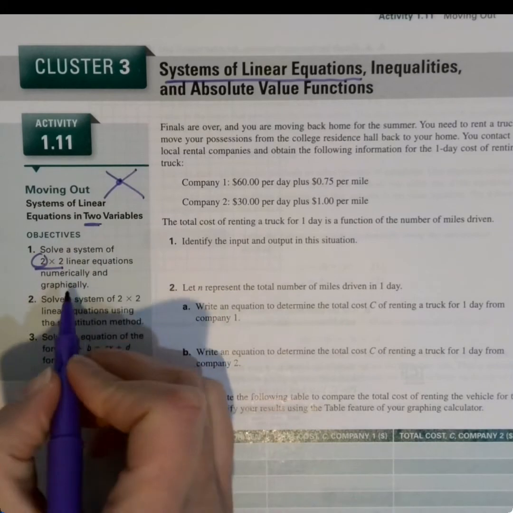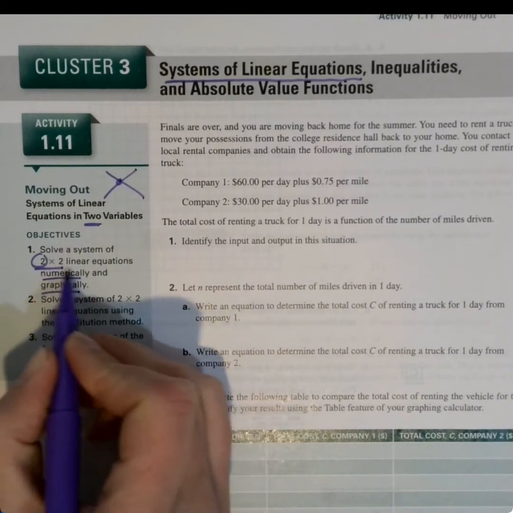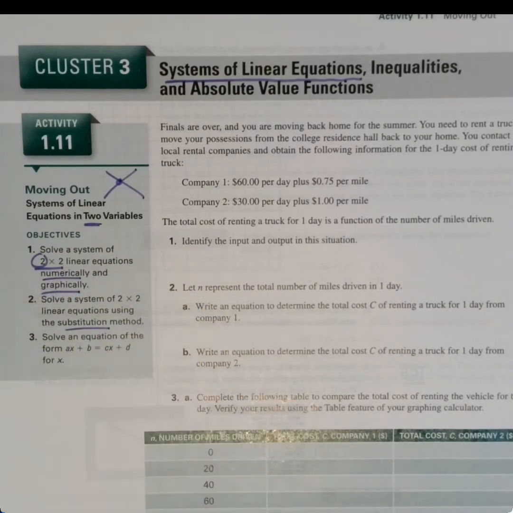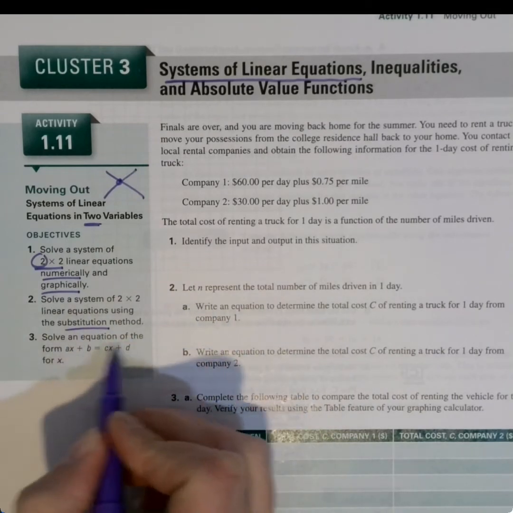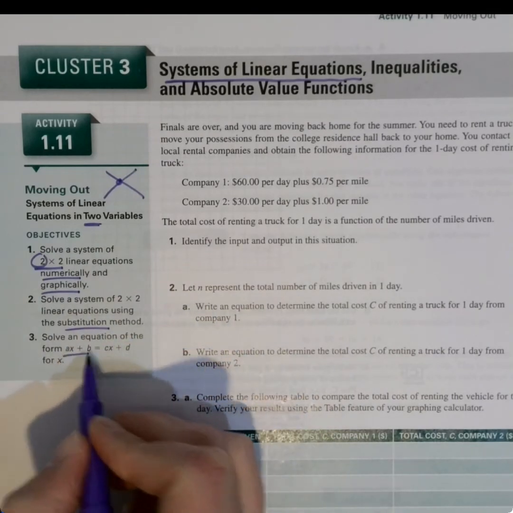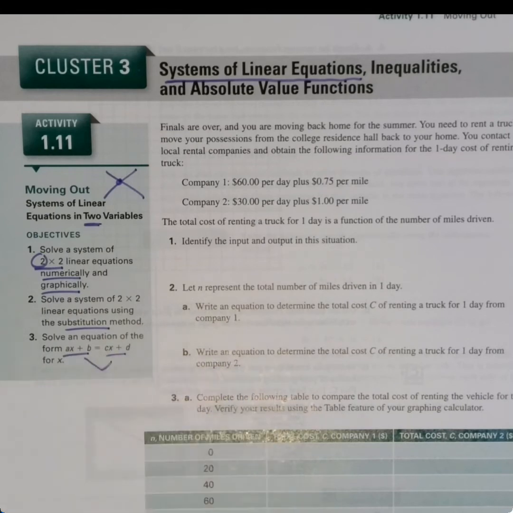So we're going to solve these numerically and graphically, so with a table and a graph. We're also going to solve them by hand using the substitution method in this section. And then solving a single variable equation using the graphical method with two variables as well, ancillary.